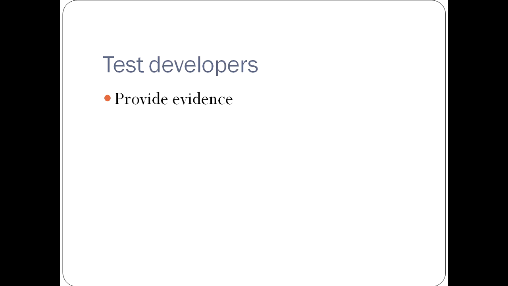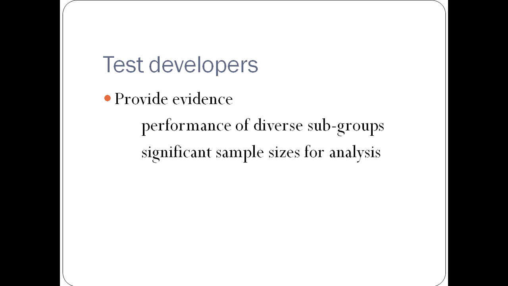Test developers also need to provide evidence of performance of diverse subgroups, and make sure that these subgroups, let's say, for example, people that are blind, they need to make sure that these performance evidence sheets have significant sample sizes for analysis, and this ensures that the performance of these subgroups equals their actual skill sets.